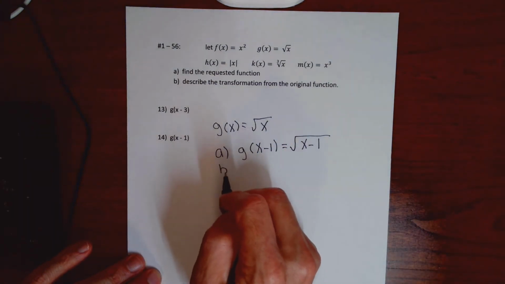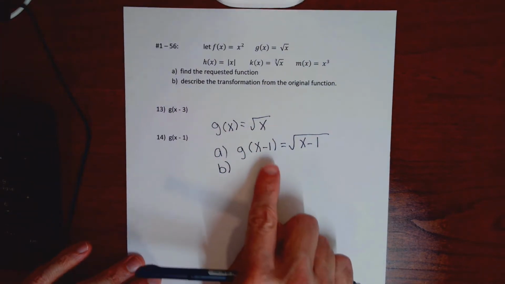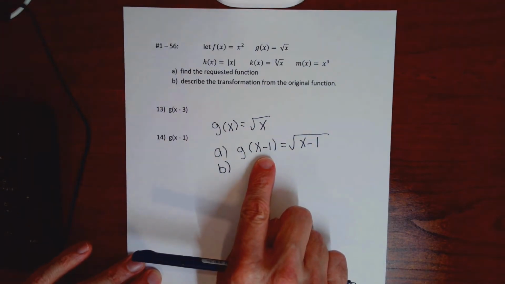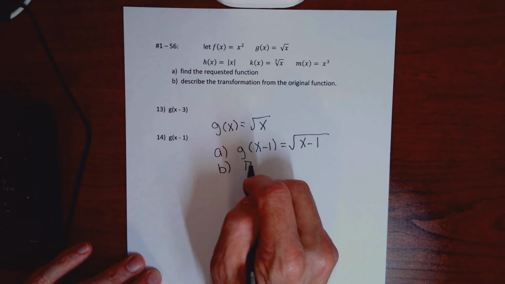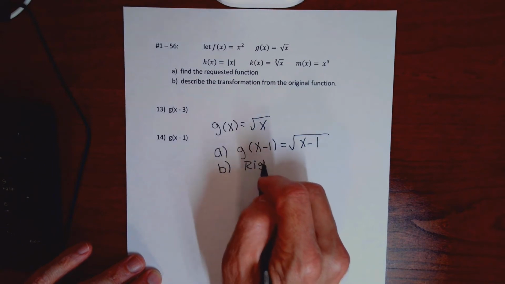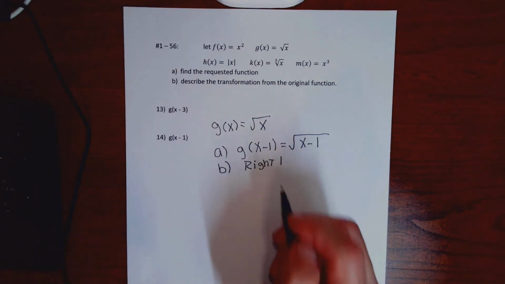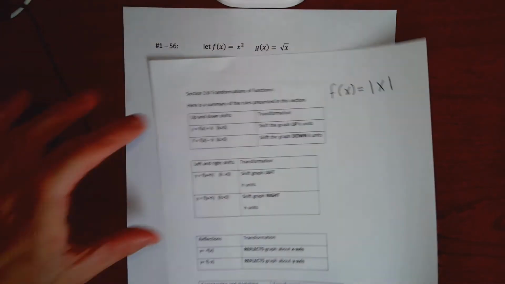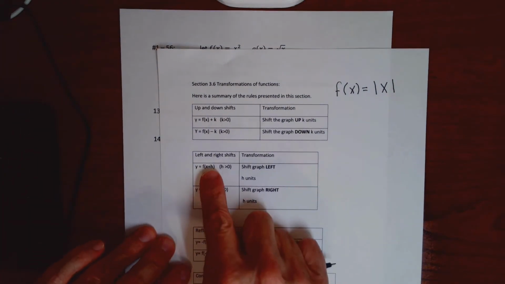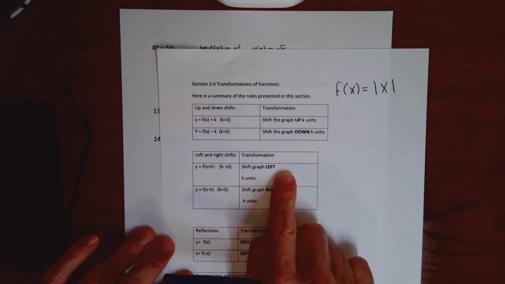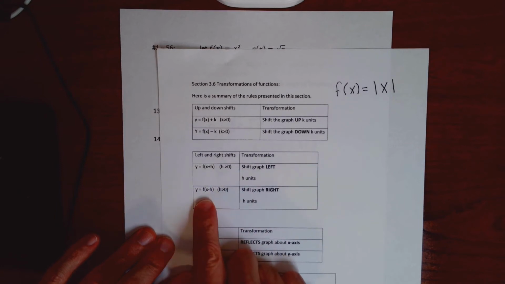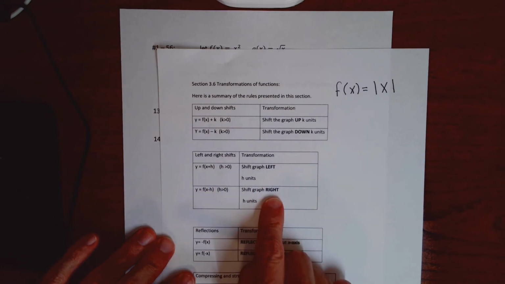Doesn't matter what the name of the function is, doesn't matter what the function is. If in function notation I have a minus inside a parentheses, that whole graph is going to move to the right 1. Again, this is the bulk of it. Plus inside a parentheses moves the graph left. Minus inside a parentheses in the function notation moves the graph right.